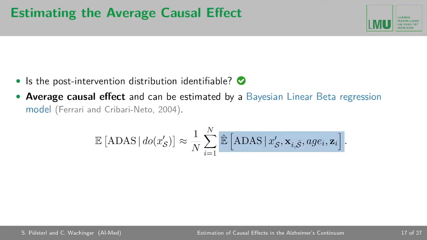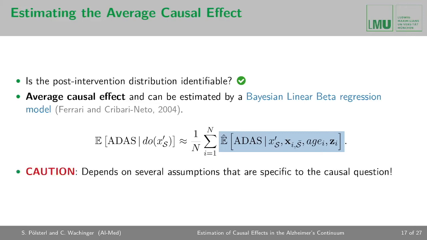Now that we have shown that the post-intervention distribution is indeed identifiable, we can use modeling to estimate the remaining expectation. Since the other score is bound between 0 and 85, we converted it to proportions and used the Bayesian linear beta regression model to do that.